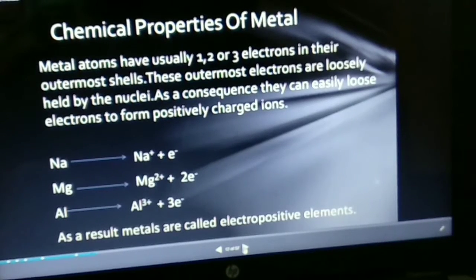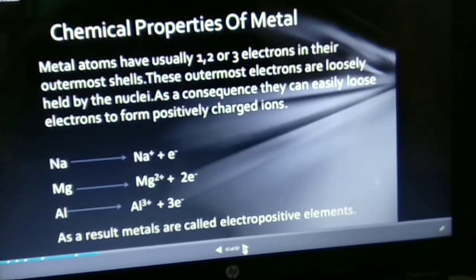Now, chemical properties of the metal. Metal atoms have usually 1, 2 or 3 electrons in their outermost shell. These outermost electrons are loosely held by the nuclei. As a consequence, they can easily lose electrons to form positively charged ions. Sodium is a metal because sodium loses 1 electron. Magnesium is a metal because it loses 2 electrons. Aluminium is a metal because it loses 3 electrons. As a result, metals are called electropositive elements. What is a metal? Metal is an electropositive element because it loses electrons. So this is the main definition of metal.